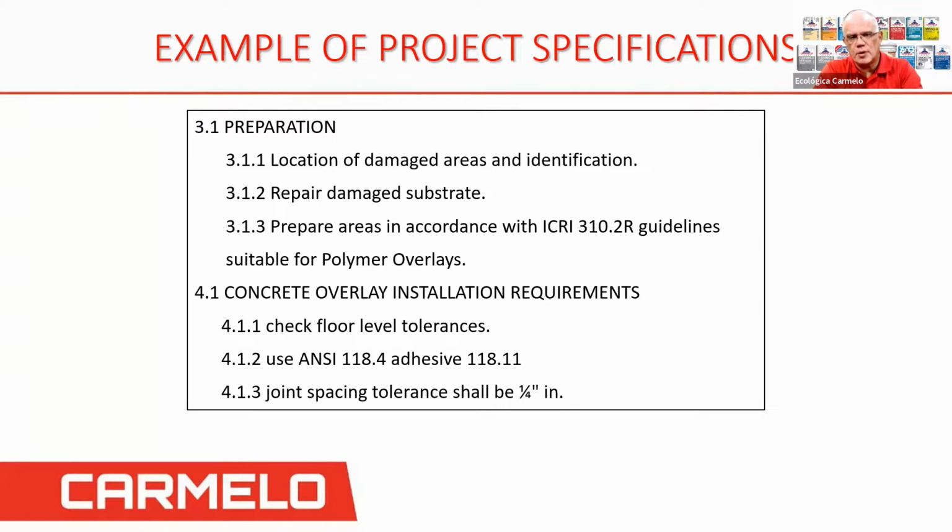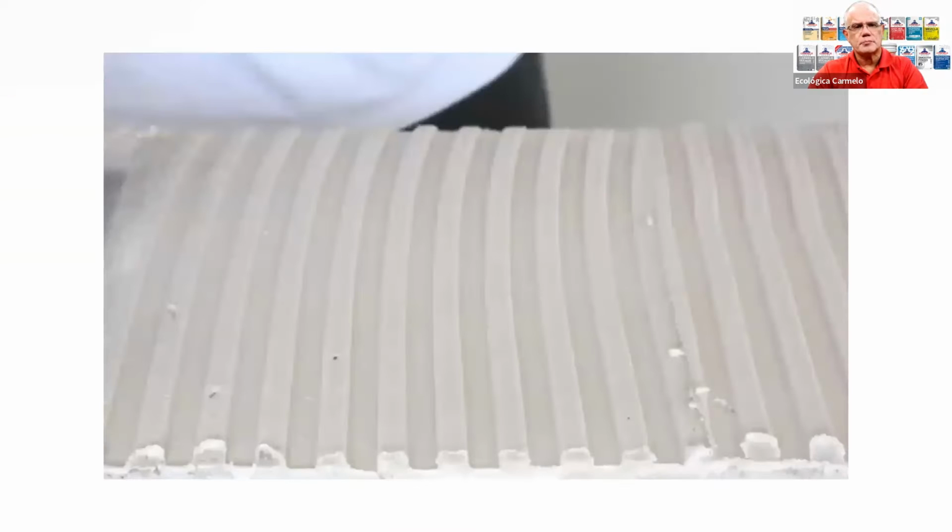Also, if you have concrete overlay installation requirements, check your floor level tolerance. Make sure that your material complies with ANSI 118.4 and 118.11. The joint spacing tolerance, like there, they said you should be having a joint spacing of about 1/4 inch. Make sure you follow those instructions as well in that specification.